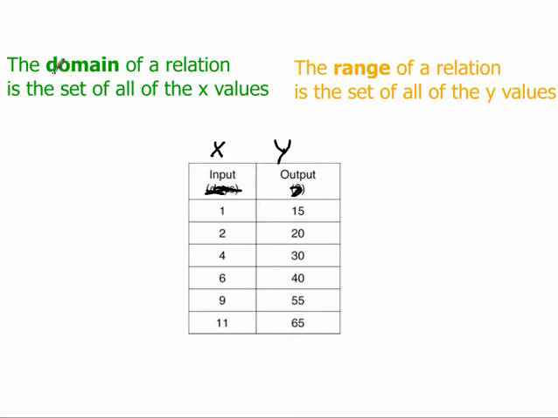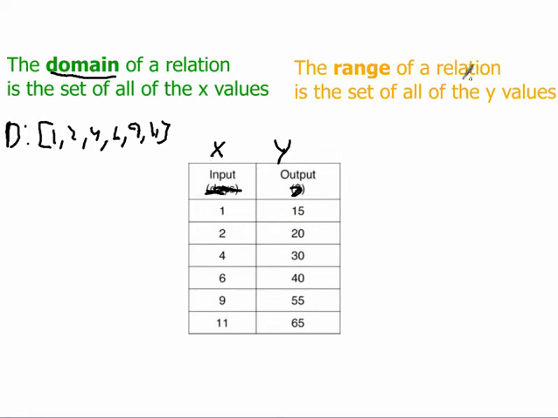The domain, that's a key word that you want to know. The domain of a relation is just the set of all of the X values in the relation. So if I want to find the domain of this set of numbers, I just write it this way: D for domain equals all of these X values, 1, 2, 4, 6, 9, 11. There we go. That's all there is to it. That's the domain. It is the set of the inputs, the set of the X values.